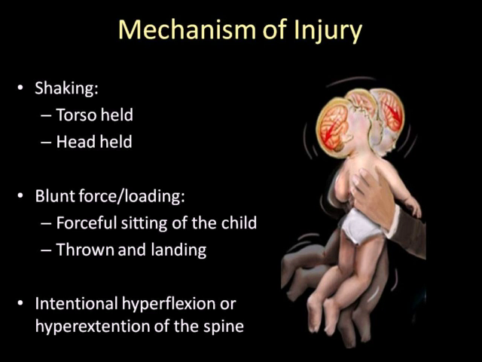The mechanisms of injuries that are proposed are based on confessions by perpetrators. The most common is the shaking of the infant, in which the torso is held and the child is shaken back and forth, subjecting the upper spine to hyperflexion and hyperextension injury. There may be a blunt force loading injury where the child is forcefully sat down on a dressing table, or the child may be thrown and land such that there's direct impact to the spine. And then in several cases, it has been hypothesized that a child may be actively flexed or hyperextended by the perpetrator.